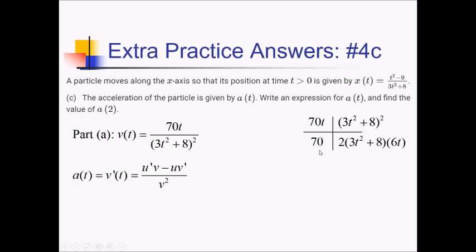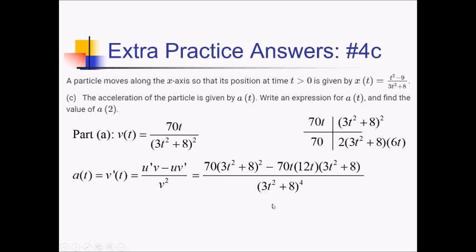And now for an expression, we've got a big fraction. This is going to be 70 times this thing squared minus 70t times, I'm going to call this 12t, times 3t squared plus 8. And then down below we've got this thing squared again, so that's to the 4th power. So here's an expression for a of t.